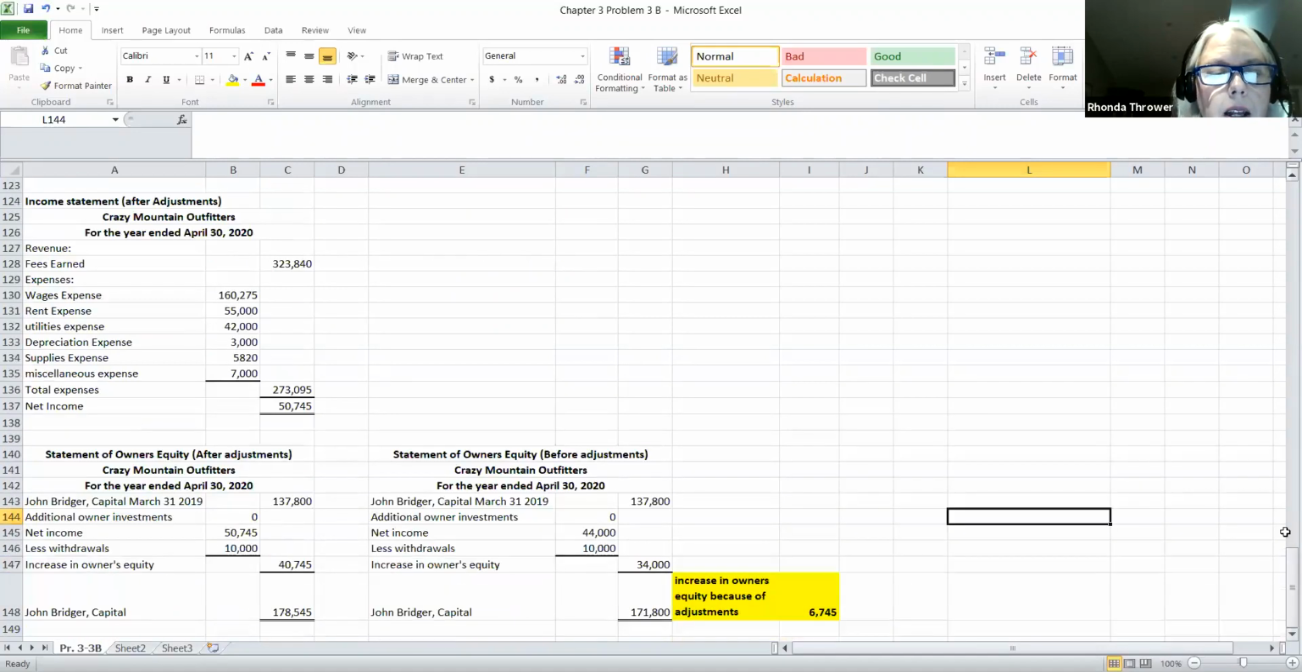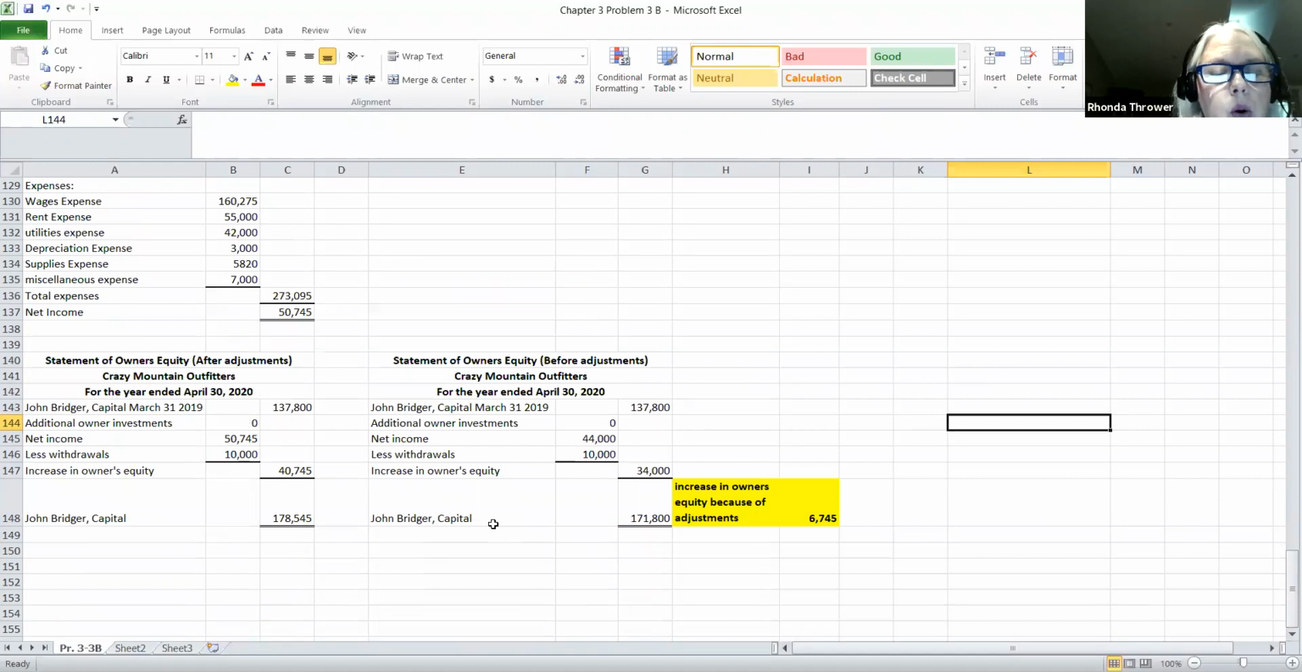So what I did is I prepared a statement of owner's equity. Again, what they're asking you for in the next part is what happened to the owner's equity. And in order for you to be able to see how I did this without just guessing how you'd come up with it, I put it down step by step. Notice I've created a statement of owner's equity after your adjustments. This is the correct owner's equity.